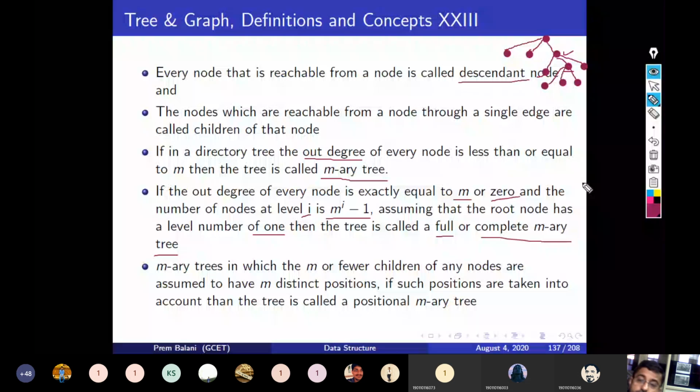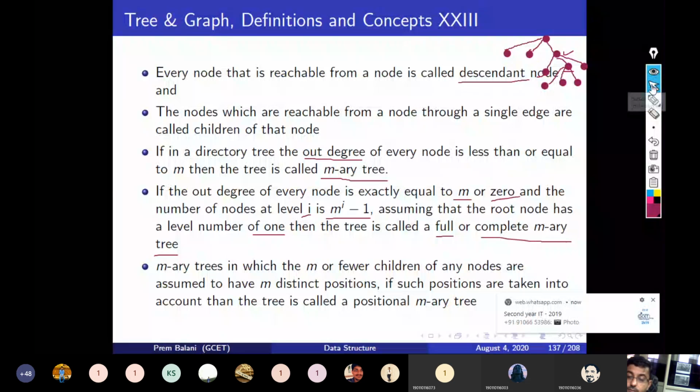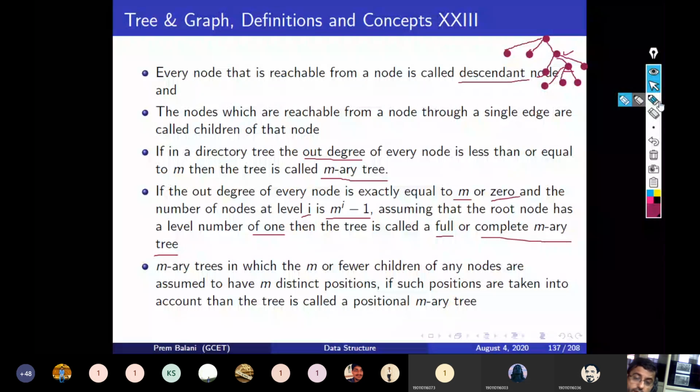Now can you say this is a complete ternary tree, complete m-array tree? So here you can check that every node has exactly m or 0 children. Yes, here every node has 3, 3, 3 or 0 children. So the first condition is satisfied. Now check the second condition. Level i must have m raised to i minus 1.